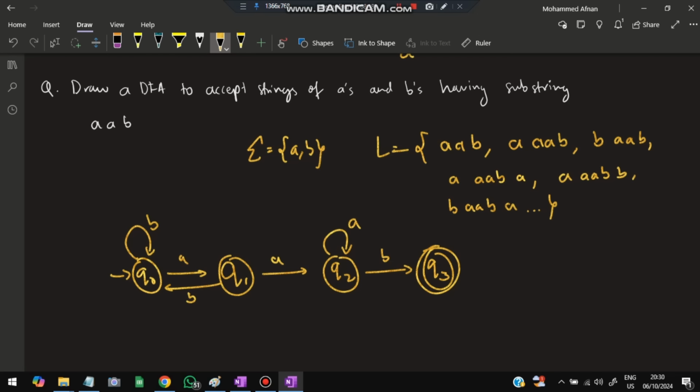Now from here, after reaching this point, the substring AAB is guaranteed. After the guarantee is done, we are not concerned about any other thing. A and B, how many things are accepted, whatever comes after this, we are least bothered about that because the condition was that substring AAB should be there and that is guaranteed before reaching this one. After reaching this one, we can have any number of A's and B's in any combination. Okay, so this is the solution for the A's and B's having substring AAB.